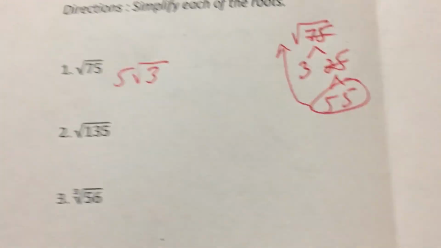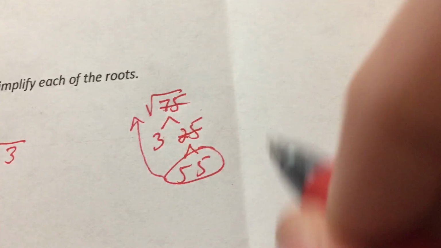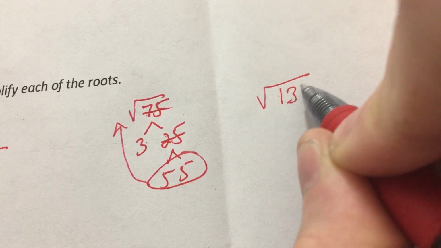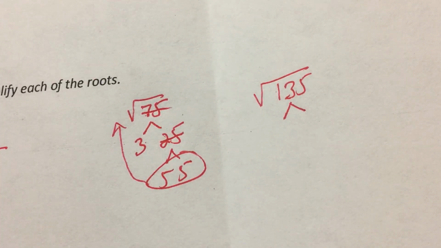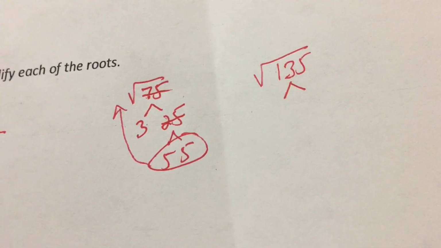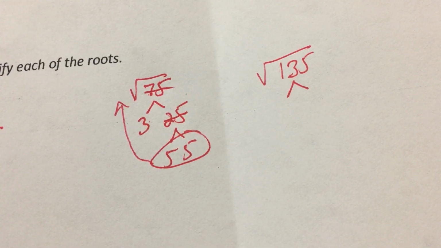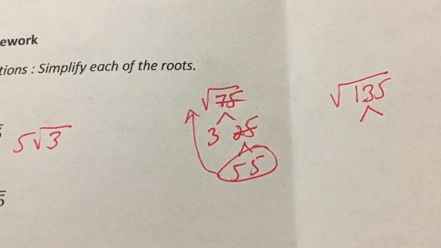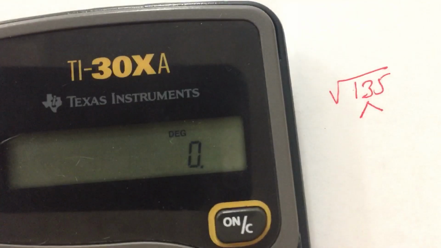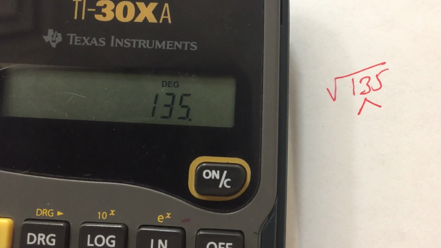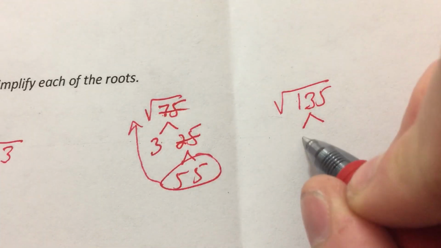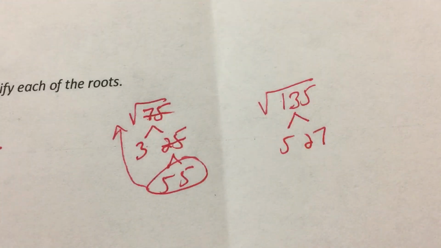How about the square root of 135? Right away I think, all right, this ends in 5, so I want to divide by 5 and see what this makes, right? So I'm going to get out my calculator here. And I'm thinking to myself, okay, what does 135 divided by 5 actually make? And it makes 27. So 5 times 27 is 135.